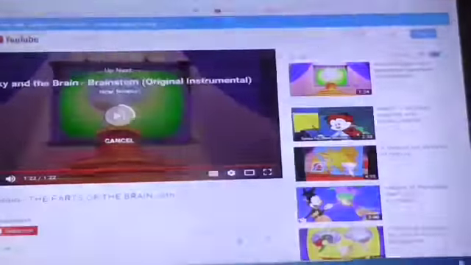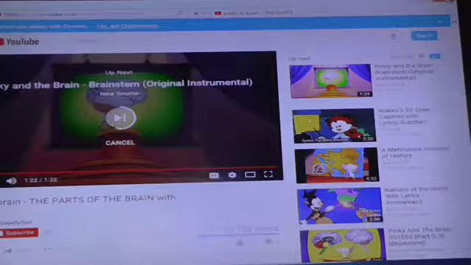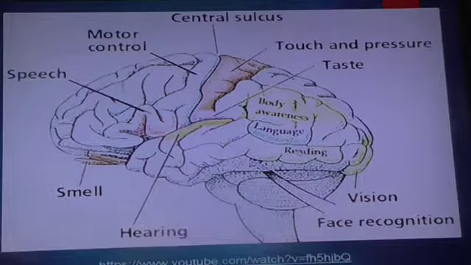That ought to keep those squirts happy. Yeah? All right, now we know the parts. At least the brainstem. All right.